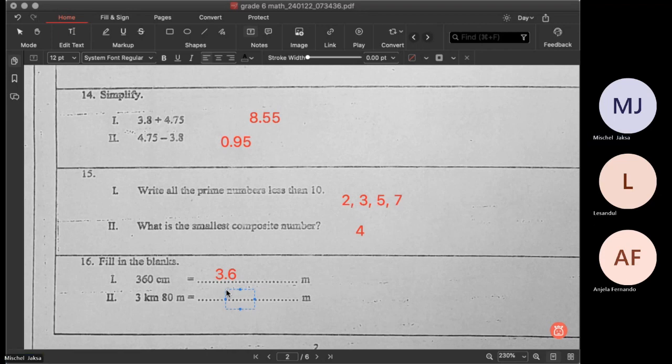What about this? In meters? 3080 meters. Well done.